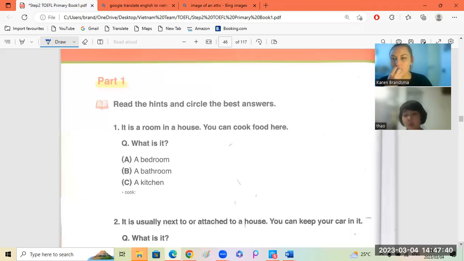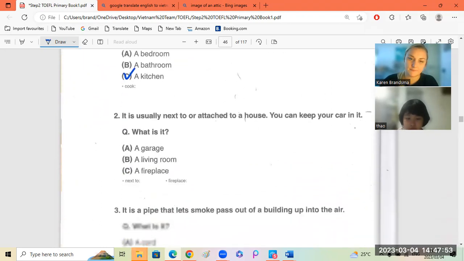There is a room in a house. You can cook food here. A kitchen. Yay. Number two. It is usually next to a house. You can keep a car in it. A garage. Yay! Okay, number three.